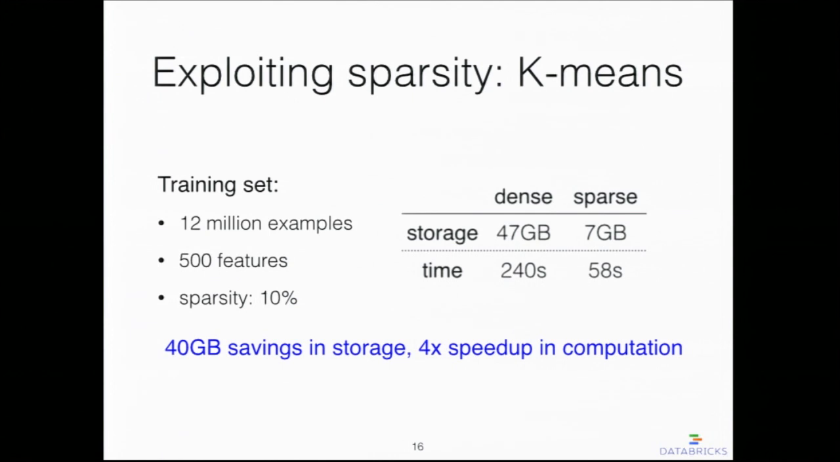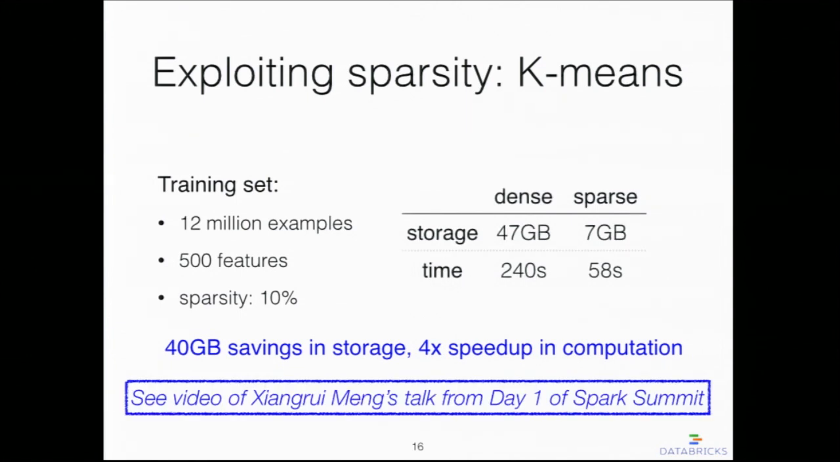Typically, you often see data sets that are 1% sparse or less, so you could hopefully get even better results. And I would point you to Sean Rhee's talk on the first day of the Spark Summit, where he spoke in more detail about adding sparsity to MLlib, if you'd like to learn more about it.